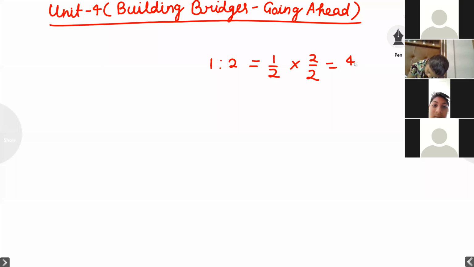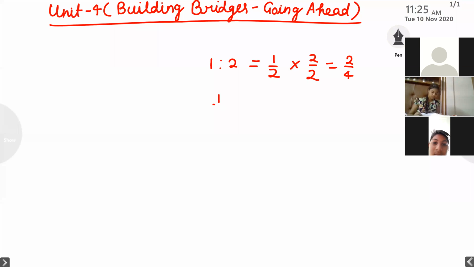2 by 4. Third, 1 by 2, I want to multiply 3 into numerator and denominator, 3 by 6. 1 by 2, multiply 4 into numerator and 4 into denominator, 4 by 8.